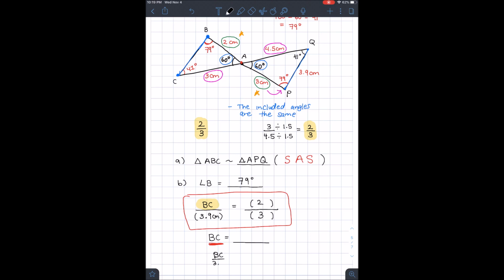BC over 3.9 is equal to 2 over 3. Now we're going to say BC is equal to 3.9 times 2 over 3. BC is equal to 2.6. So we can write BC is equal to 2.6 centimeters.